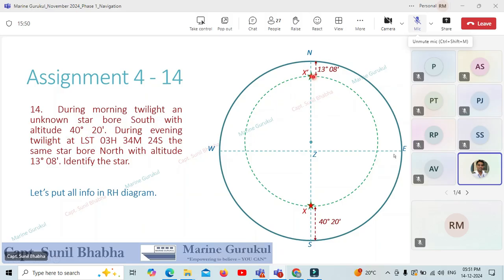Now we are aware that at the center of all declination circles is the pole. So let's mark off the center of this particular circle. The center will be north of Z, because you see Sx distance is 40°20, which is much greater as compared to Nx dash, which is only 13°08. So the circle is offset to the north. The center will be north of the zenith. And the center of the circle has to be the pole. We are aware that all the declination circles are centered at the pole.